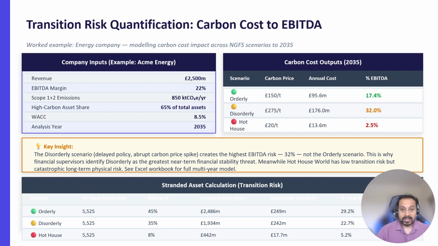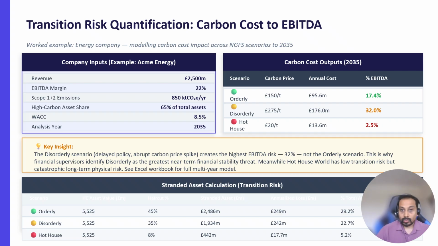The stranded asset calculation tells a different but related story. Under the orderly scenario, the 45% haircut on high carbon assets produces 2.5 billion of stranded asset risk, and the transition timeline is just 10 years, giving an annual loss of around 249 million pounds for that particular scenario.